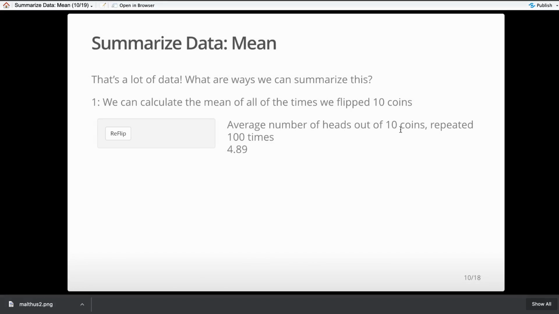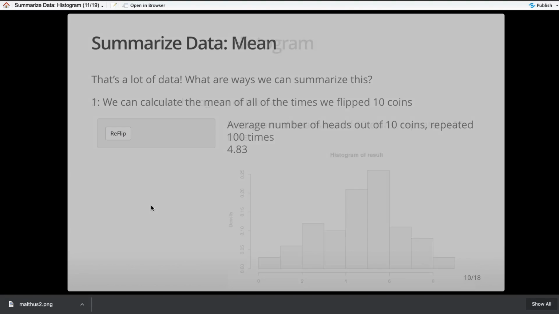So one way that we can think of summarizing all that information is we could average the number of heads out of 10 coins. So repeated out of those 100 times, what was the average number, right? So here it's 4.89. We can reflip again, 4.73, 4.91. It seems like that suspicion, are these coins really fair? Oh, well, this time it's above 5, and it's above 5 again, and it's above 5 again. Okay, so maybe it is actually that half the time it is below 5 and half the time it is above 5, right? So each time this is giving us the average of all of those 100 times we flipped the coins. So that's one way we can summarize it.